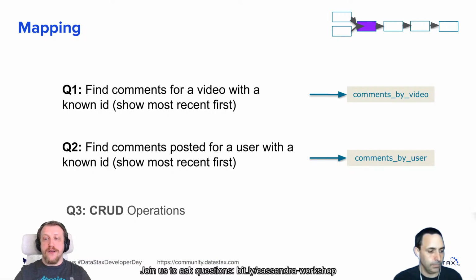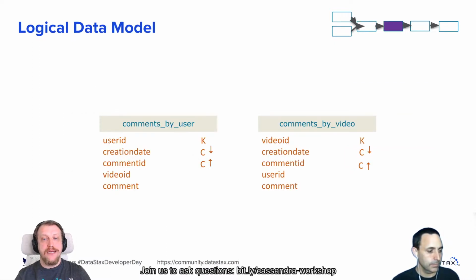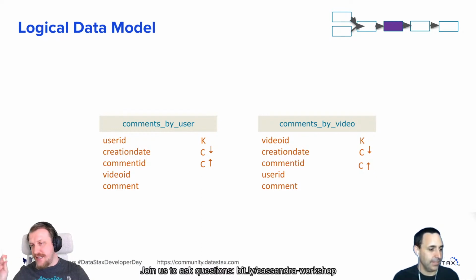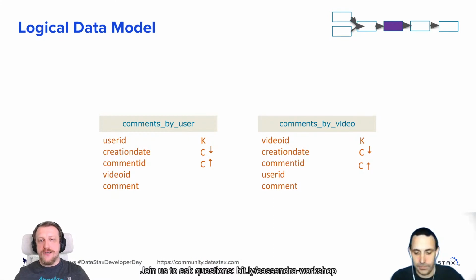And we start to think of comments by user, and we go to the next logical data model: comments by user, with user ID as the partition key, creation date and comment ID as clustering columns, and video ID and comment as the data columns. And the second table, comments by video, with video ID as the partition key, creation date and comment ID as the clustering columns, and user ID and comment as the data columns.